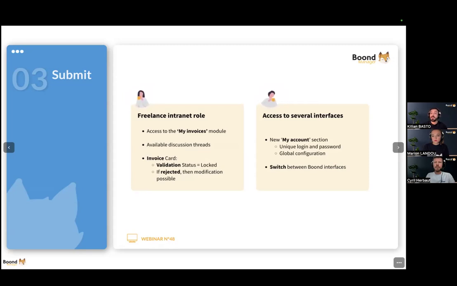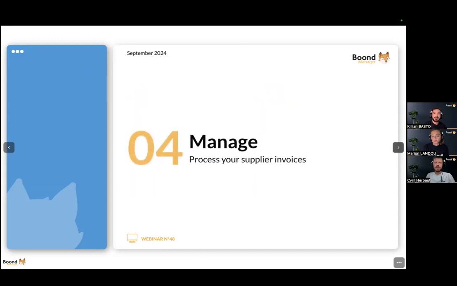We also talked about access to several interfaces. It means that the external who has this access can jump to another interface. Now we have a unique login and a unique password, and a global configuration. She can switch between Boond interfaces when she wants. Now, let's go further and see how we have to manage. We will switch the access to administration of sales, and we will be with Cyril.